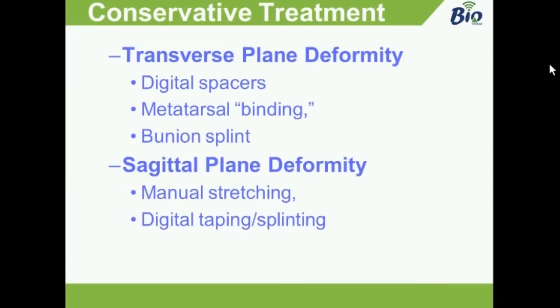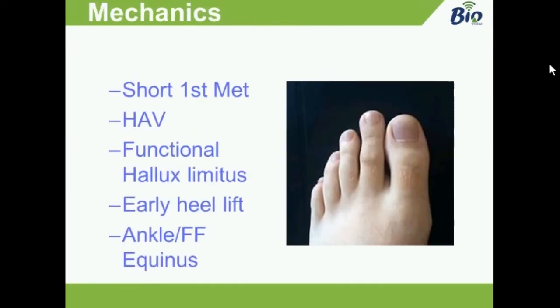So there are just a few treatment suggestions there as well. If you're addressing the transverse plane, you can work with things like digital spacers or metatarsal binding. Bunion splints are certainly very successful for some patients. And if you're looking at things in the sagittal plane, like your hammer toes, then manual stretching can help, along with digital taping and splinting. And maybe a combination of all of them if you dare try it, if you've got things occurring in both planes.